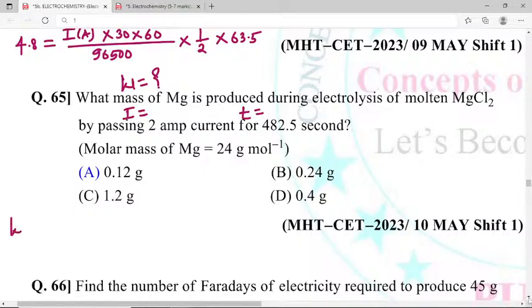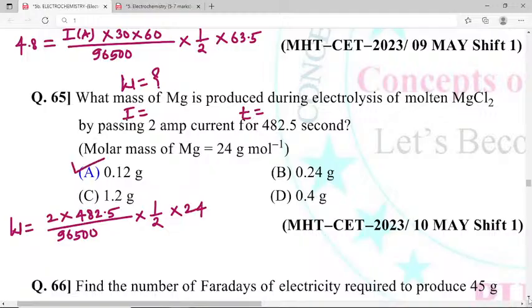So what is the W formula? W is equal to current in ampere 2, time in seconds 482.5, this whole divided by 96500, multiplied by the magnesium mole ratio 1/2, multiplied by molar mass 24. If you solve, you'll get the answer 0.12 gram.